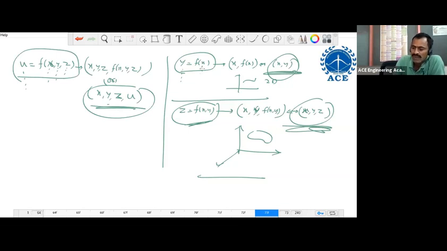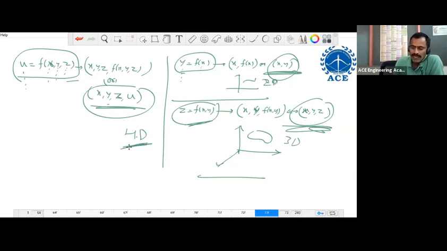For a one variable function, 2D space is required. For a two variable function, we require the 3D space. Similarly, for a three variable function, we require the 4-dimensional space. We require the 4D space. It is 3D, it is 2D, and this is 4D only.